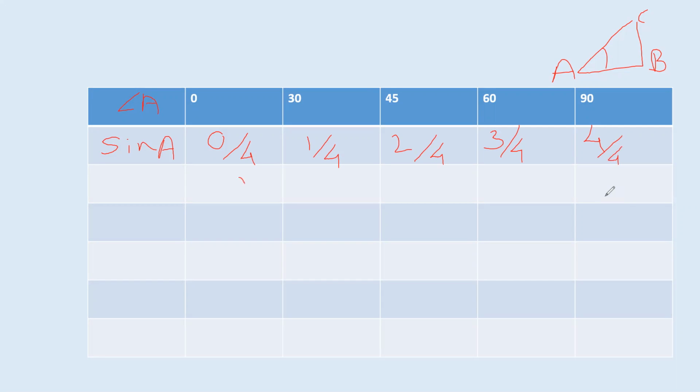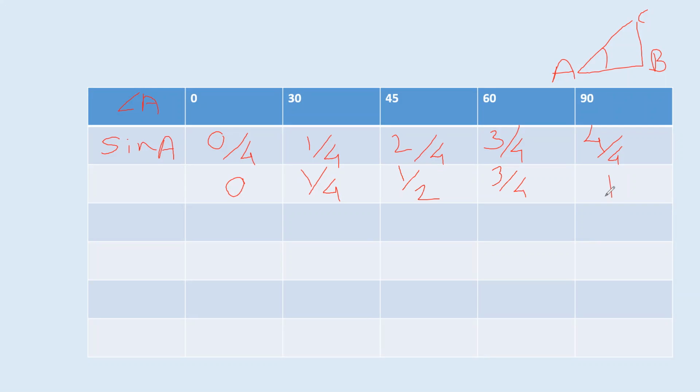0 by 4 will become 0. 1 by 4 remains as it is. 2 by 4 will become half. 3 by 4 remains as it is. And 4 by 4 will become 1. Any problem? No, sir. Now find the root. Find the root of all this.